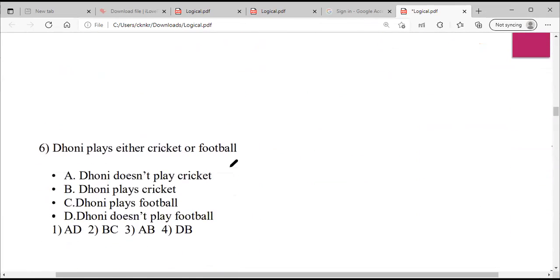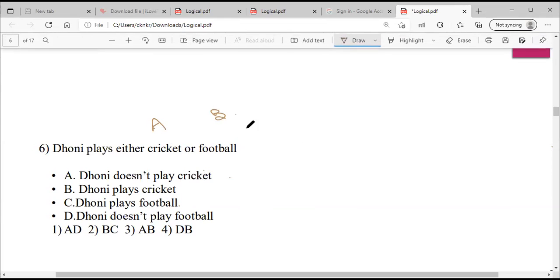Check the next one. Dhoni plays either cricket or football. I have two sets A and B. I'll apply negation first. Of all, no cricket. Where is the statement? Dhoni doesn't play cricket. Yes, first option. Then Dhoni has to play football. Dhoni plays football is C. When Dhoni doesn't play cricket, A, then Dhoni has to play football, C. AC should be answered. Do you have AC? No, it's not there.